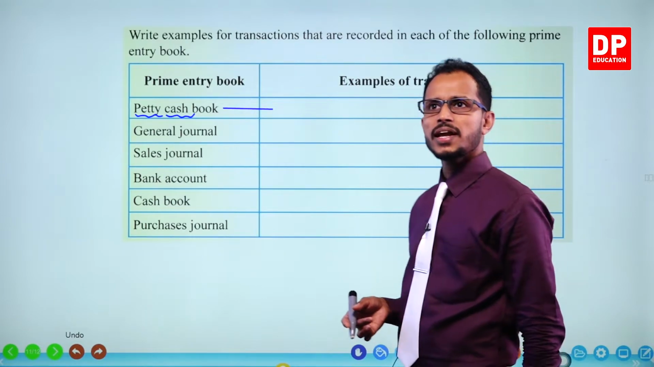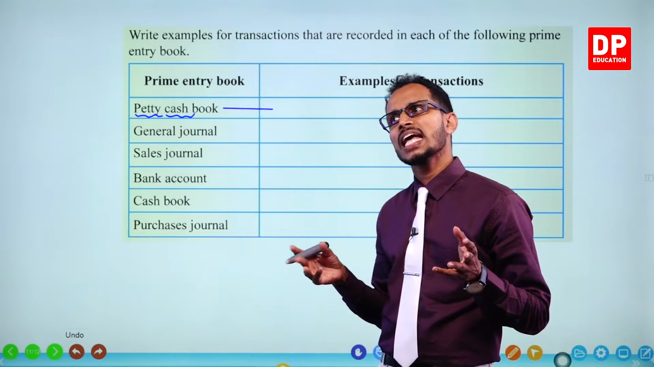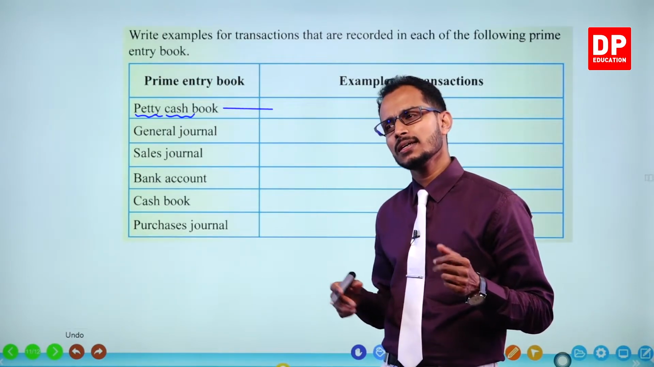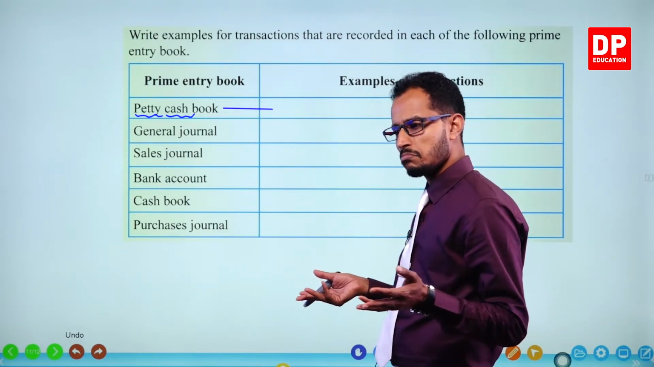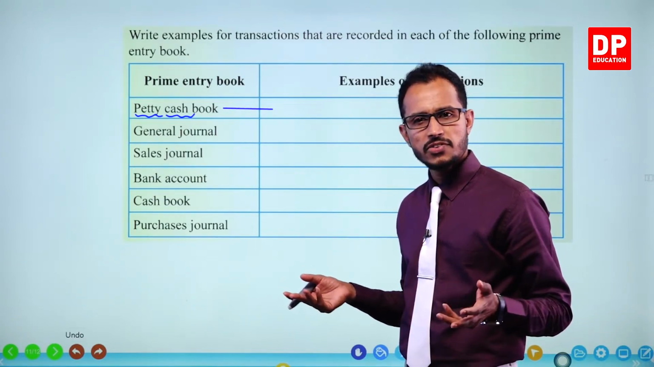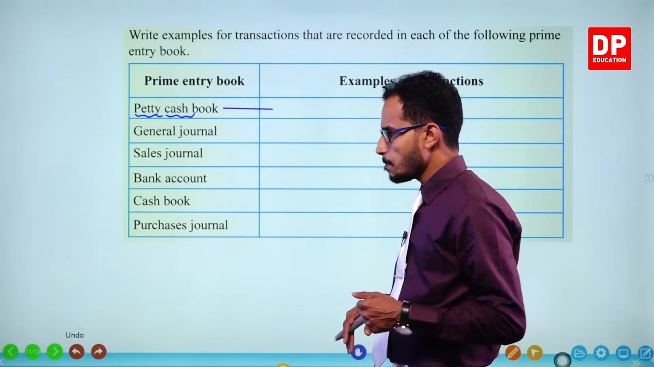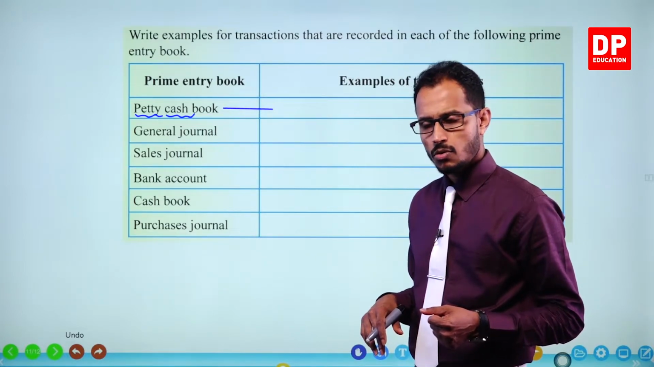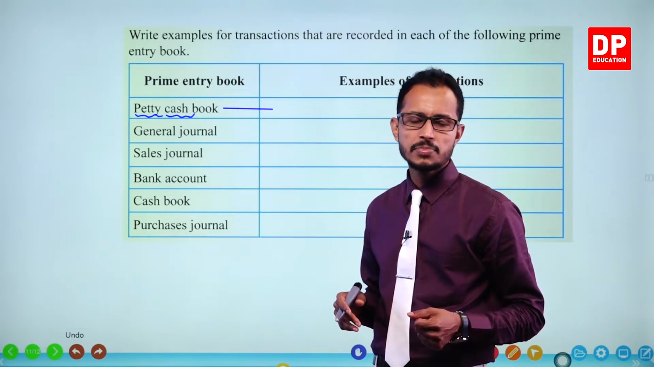So shall we write down cleaning materials, 150. Or we can write bus fare, or we can write stamp fees, stamp duty.